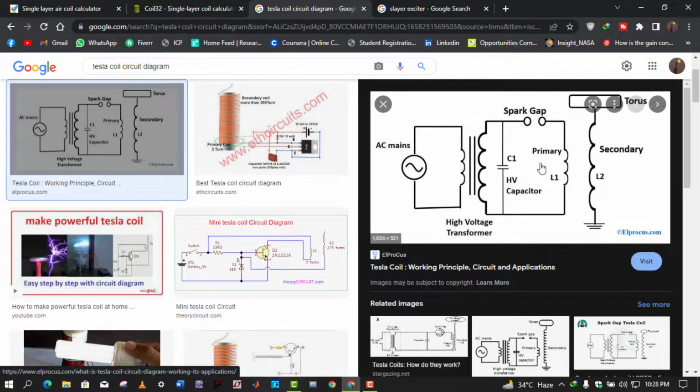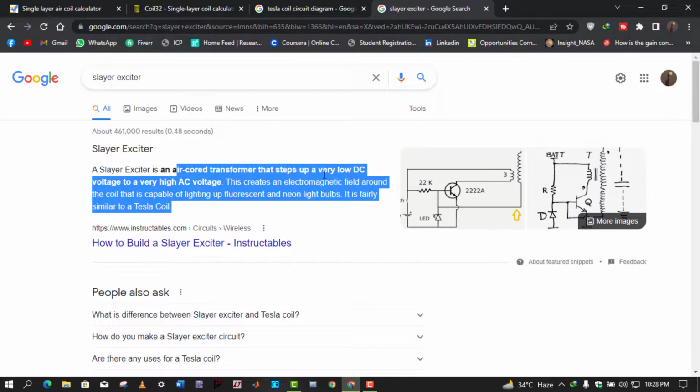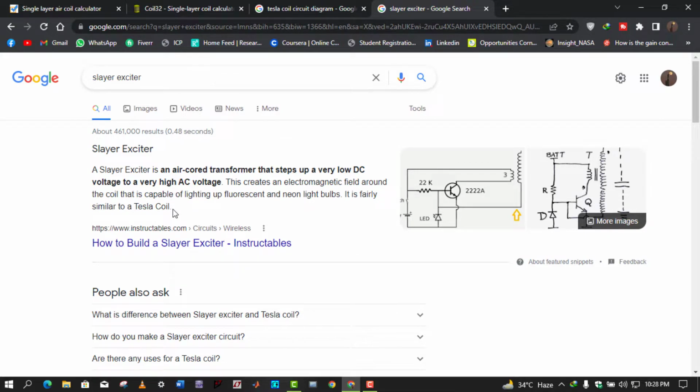So moving towards another topology of the Tesla coil, which is very easy, and it is also a self-oscillating circuit, that is called the Slayer exciter. A Slayer exciter is an air core transformer that can step up a low DC voltage to a very high AC voltage. This creates an electromagnetic field around the coil that is capable of lighting a fluorescent and neon light bulb. It is fairly similar to a Tesla coil. The beauty of this circuit is that it is self-oscillating.